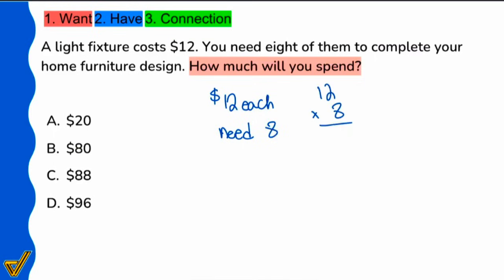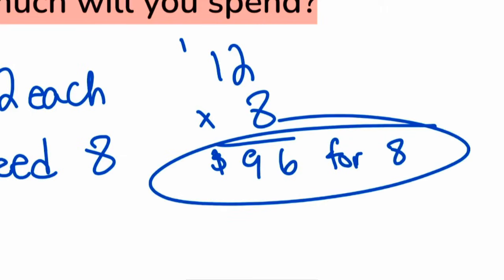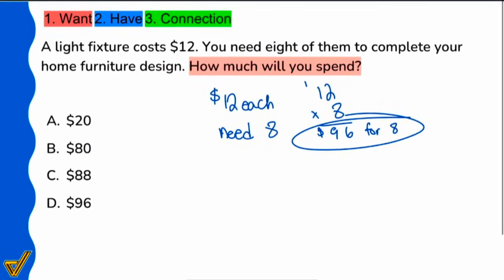12 multiplied by 8. 2 multiplied by 8 gives you 16. 1 multiplied by 8 gives you 8. Carry the 1. That is 9. So it's going to give you $96 total dollars for 8 light fixtures. So my math party people, I know this one was pretty straightforward, but just asking you, did that make sense to you?